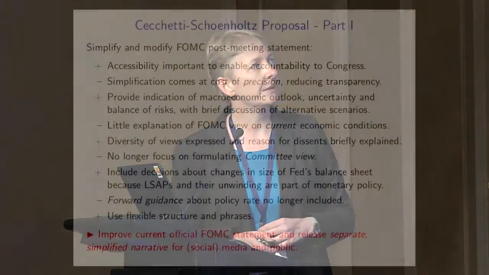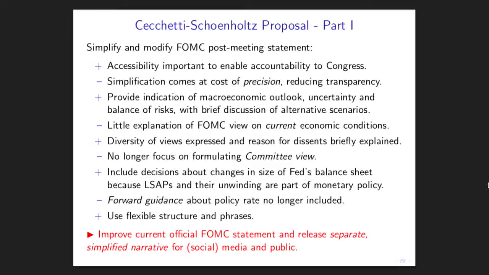So all in all, I think that the paper makes some very good proposals as to how to improve the current official FOMC statement. But I wouldn't go as far as they do by replacing the current FOMC statement. I would improve it and then release a separate, simplified, narrative-based statement that is aimed at media, including social media, and the general public. There's no need to have just one statement. You can have different statements for different audiences. Of course, they got to be consistent.